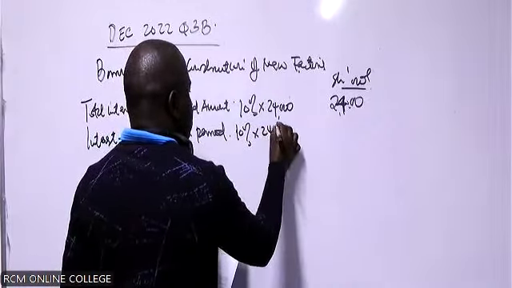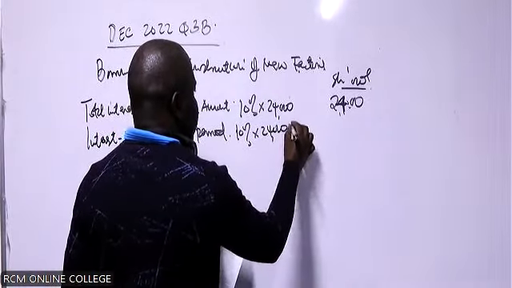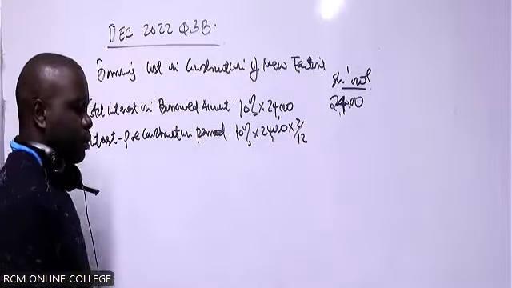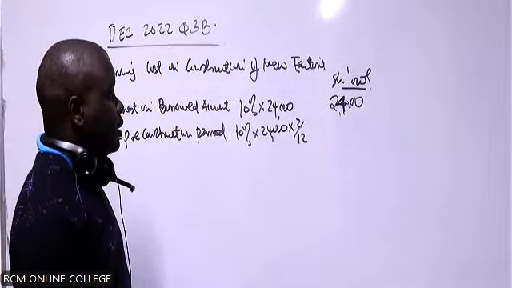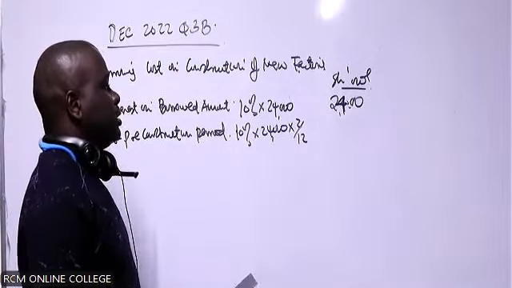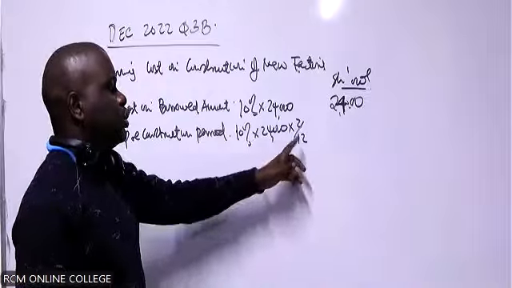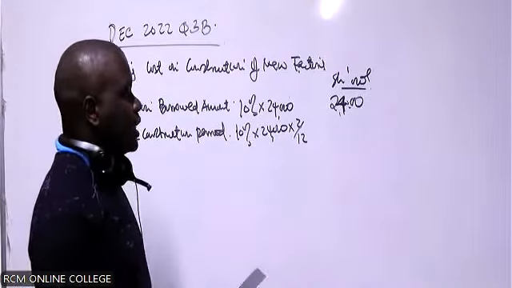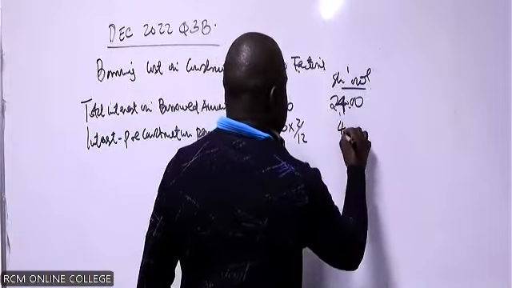times 24,000 times 2 out of 12. So how much are you getting when you do that calculation? 10% times 24,000 times 2 out of 12. We consider for 2 months. How much are you getting? You get 400. So we'll eliminate this one.